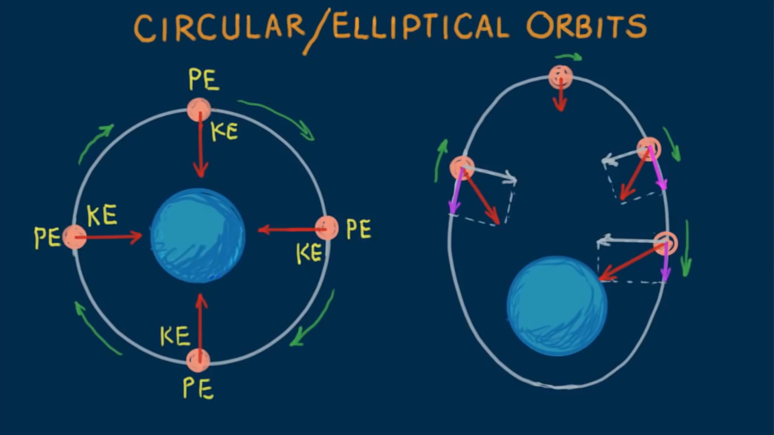I want to leave you with a question. What becomes of the purple component of force along the satellite's path when the satellite is closest to and farthest from Earth?